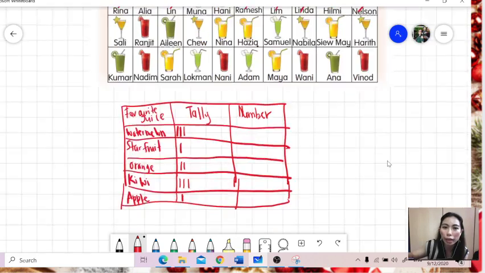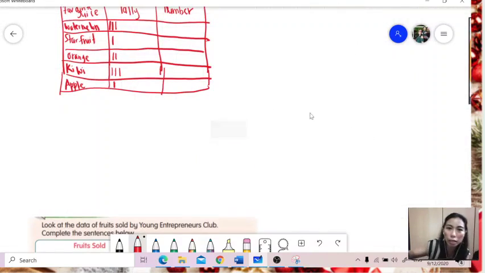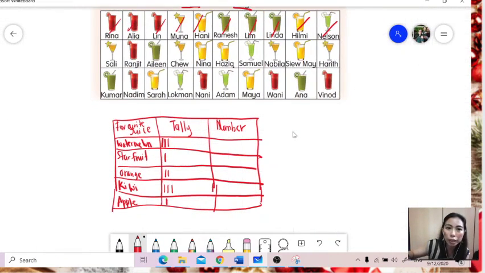Okay. And then I have Sally. Sally is the star fruit. So I just go here. Ranjit. Okay. Here. So you notice here, my first tally is 4 already. 1, 2, 3, 4. So another one of the watermelon. So I just have to cross the fence or cross the tally.